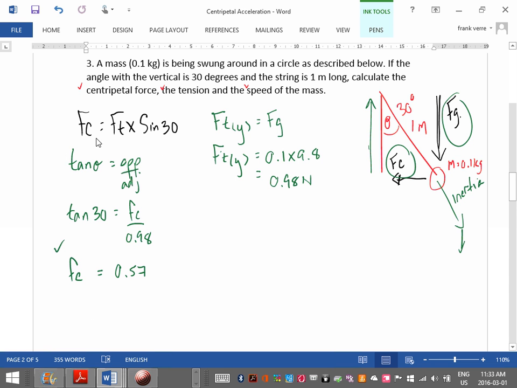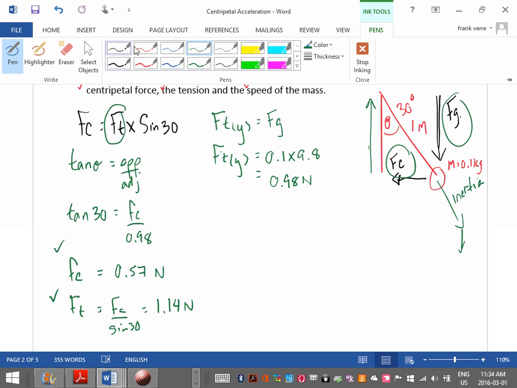Our tension would be the centripetal force divided by sine 30. If we isolate for Ft, tension would be Fc over sine 30, so 0.57 over sine 30. Sine 30 is a half, so this should be 1.14. So there's our tension.